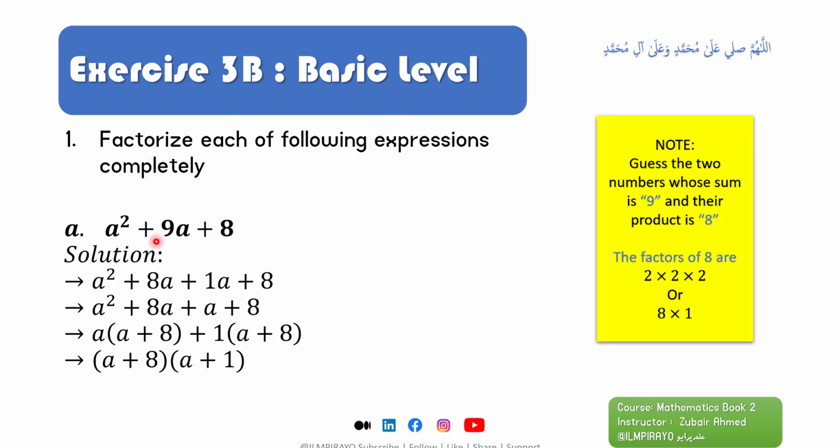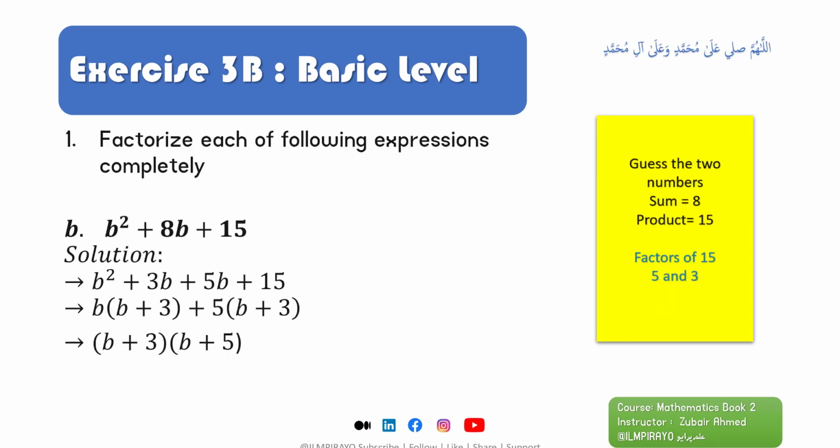Now we have a squared plus 9a plus 8 here. So we have to get the factors of 8 so that we can get the middle number, the number that is mentioned here in the middle term. So we have to break the middle term so that we get the answer. Since 8 and 1 are two factors, when they are added up we get 9, and when they are multiplied we get 8.